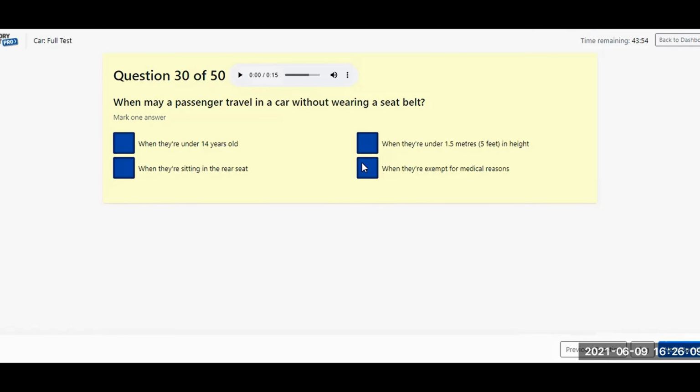So when may a passenger travel in a car without wearing a seat belt? Again, only when they are exempted. Otherwise, everyone should wear the seat belt when they are in the car. So it should be a medical reason or exemption.